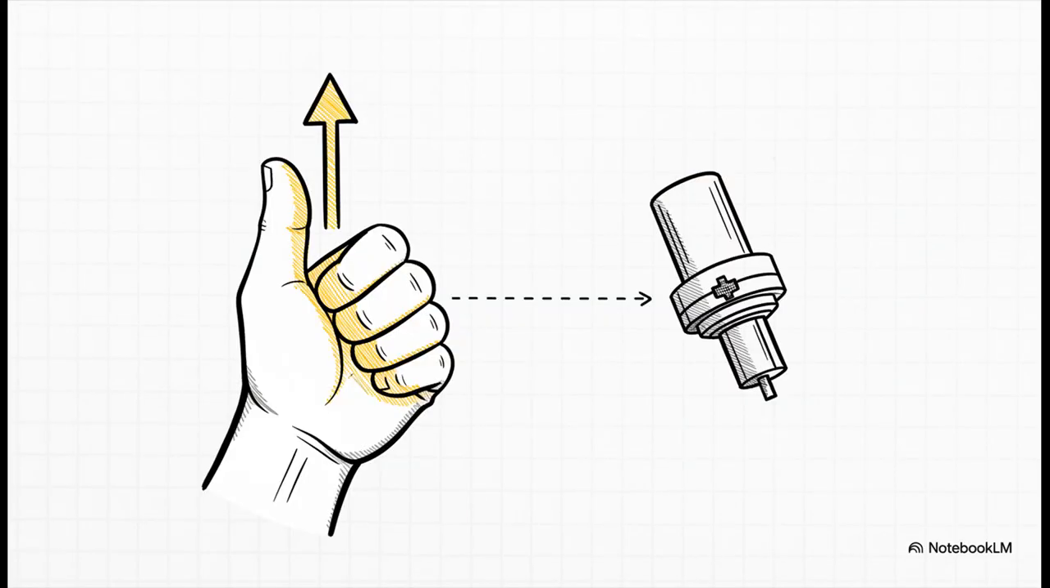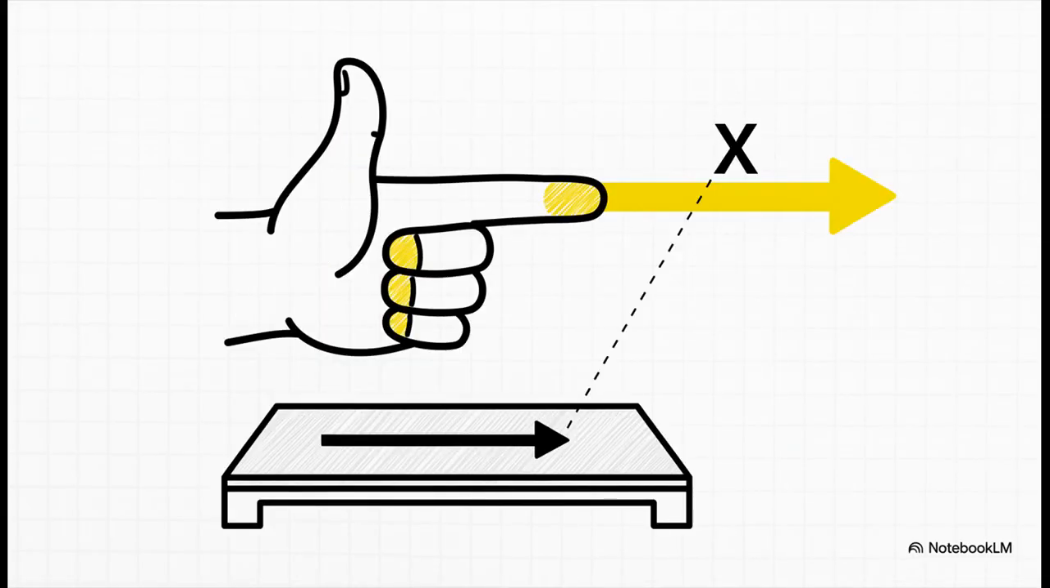First up, your thumb. Point it straight up. That is your Z-axis. Now here's the trick. The Z-axis is always aligned with the machine's main spindle. That's the part that does all the work, all the spinning. So if you can find the spindle, you've found your Z-axis. Simple as that.